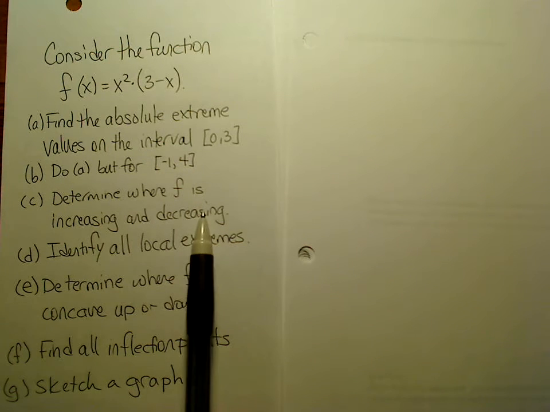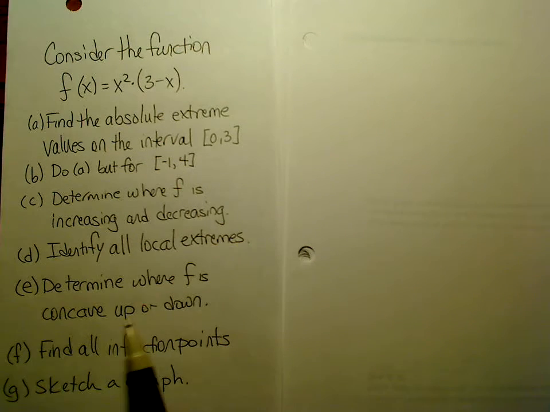Find out where that function is increasing and decreasing. Find local extremes, whereas f concave up or down. Find the inflection points, go with it, and then sketch the graph at the end. So let's run top to bottom here, working through this. This very well could be split into multiple videos, but we'll do it all in one go here.